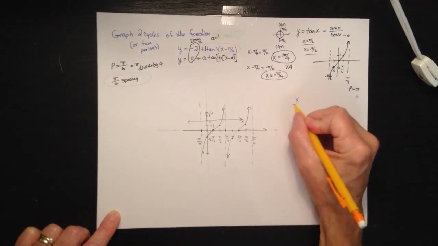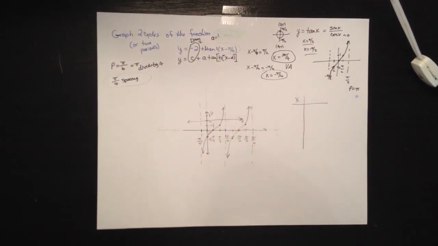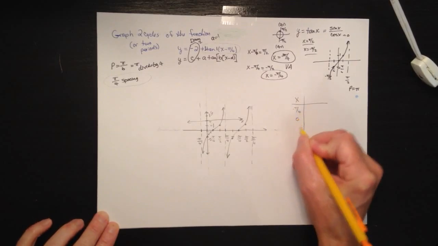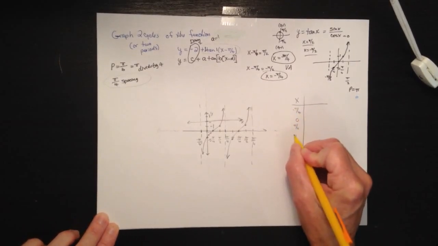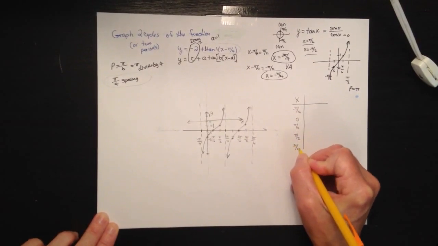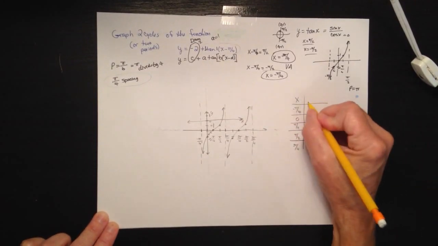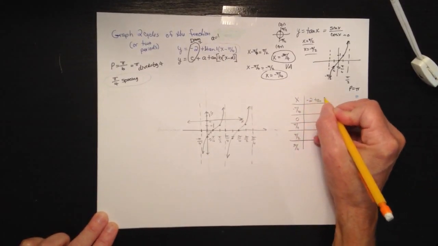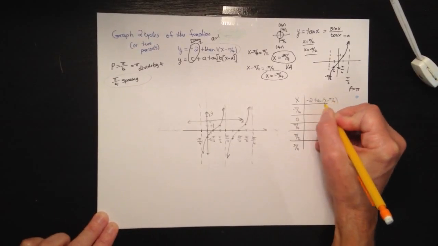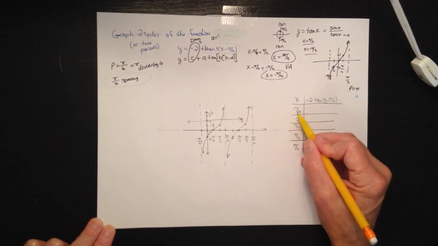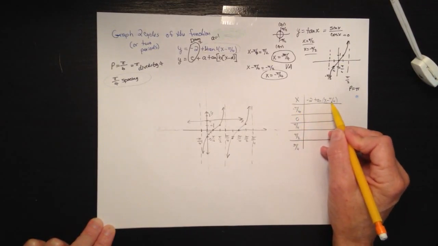We can always confirm that we've landed in the right places through point plotting. So I'm going to put down my x values that I chose. I'll do it for one cycle. Negative pi over 4, 0, pi over 4, pi over 2, and 3 pi over 4. I'm just going to point plot. I'm going to plug in these x values and see what the y should be. Negative 2 tangent of x minus pi over 4. Okay, so I'm simply going to plug in negative pi over 4 for x. Negative pi over 4 minus pi over 4 is negative 2 pi over 4, which is negative pi over 2.